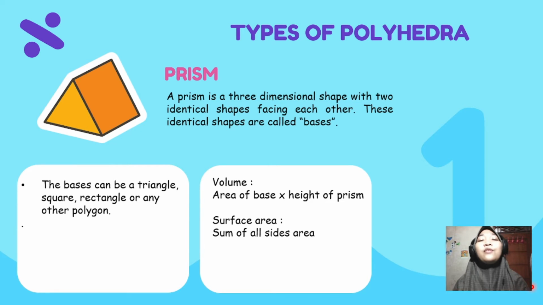So the formula for the volume of a prism is area of base times height of prism. And then the formula for the surface area of a prism is sum of all sides area.